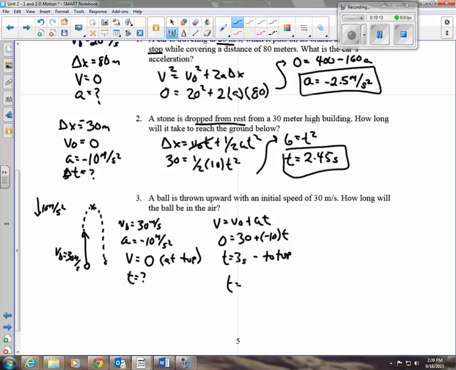So the time up and the time down are going to be exactly the same. It's symmetrical. So the total time is going to be 6 seconds.